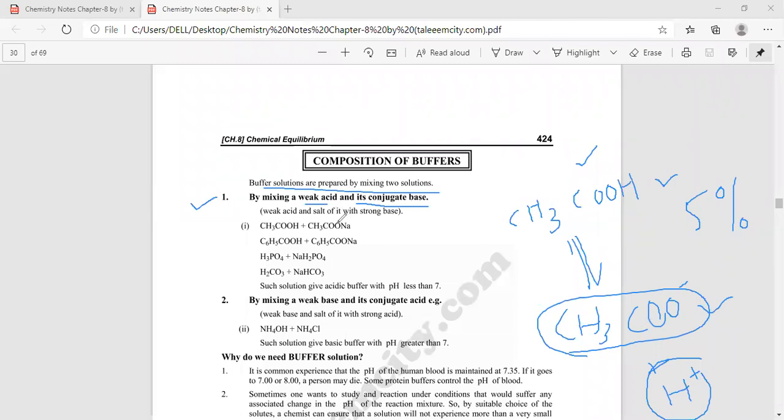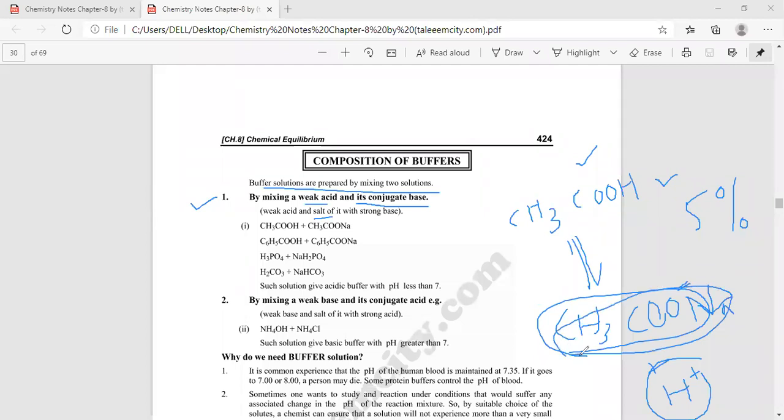So, weak acid plus its conjugate base. Conjugate base means you can take its salt. CH3COO negative, the acetate ion, is a conjugate base. If I'm adding here sodium, CH3COONa, now this is a salt of the weak acid and the strong base. Clear?